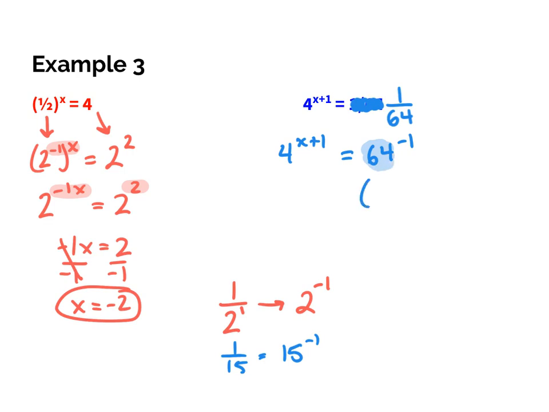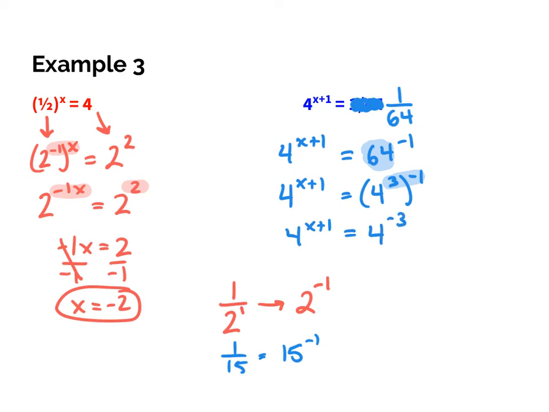So I want to know, can I rewrite that using a base of 4? Which I can. 4 to the 1st power is 4. 4 to the 2nd power is 16. 4 to the 3rd power would give me 64. Then I would have -1 on the outside. Again, I'm going to keep that exponent still there. And on the left side, I would have 4 to the x plus 1. Okay, then I would still need to simplify those two. So again, like I've done before, I'm going to multiply 3 and -1. So I would have 4 to the x plus 1 equals 4 to the -3rd power.